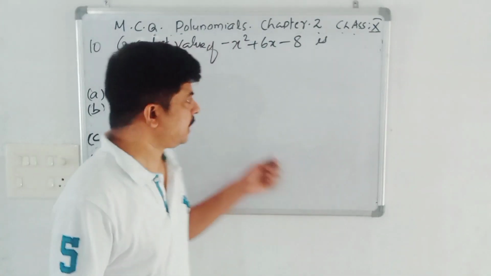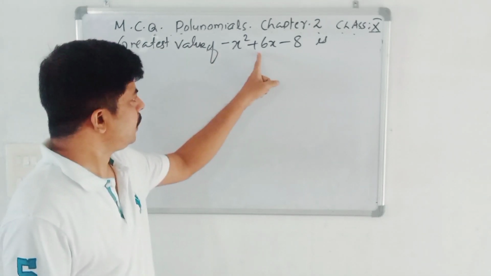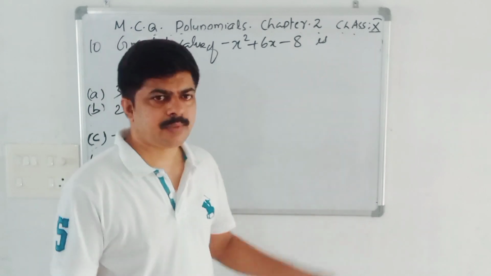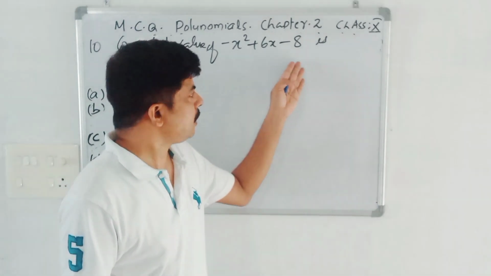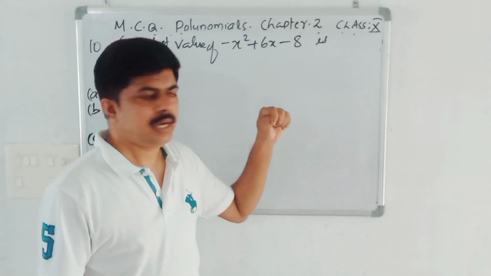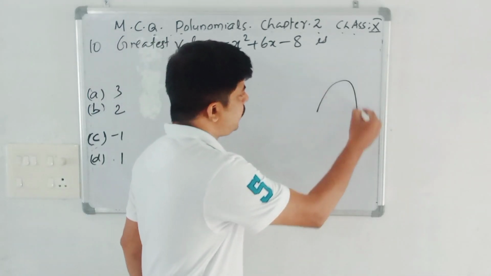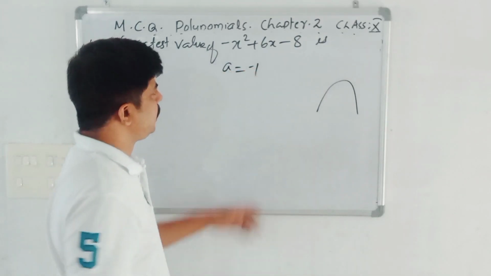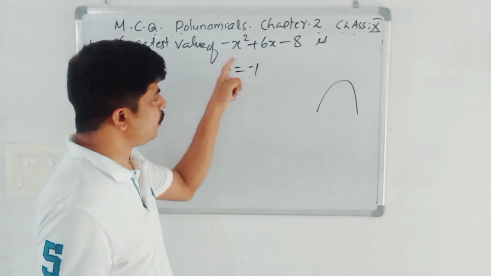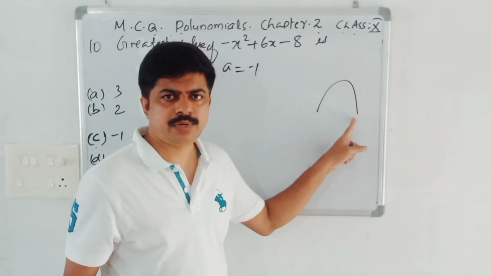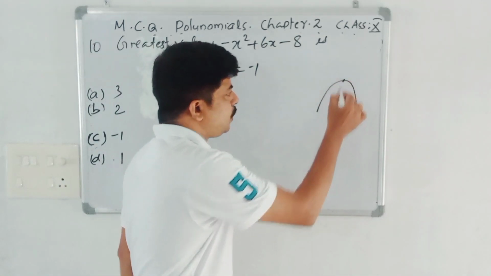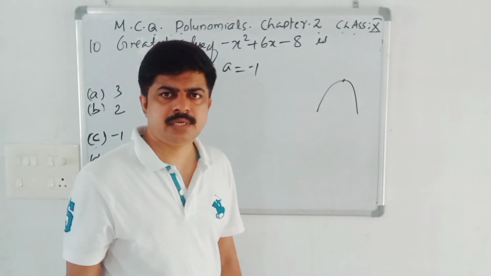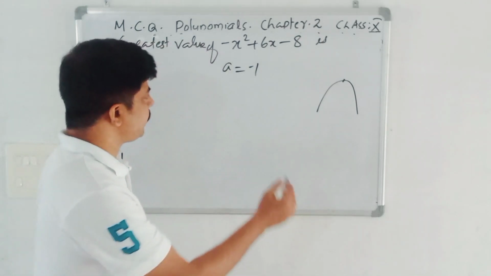Okay, moving to the next question. The greatest value of minus x square plus 6x minus 8 is dash. Greatest value, we have already discussed a similar question where we found the minimum value. Similarly, we have to find the greatest value. This parabola is open downward because the coefficient of x square, a, is equal to negative 1. If the coefficient of x square is negative, the graph will be open downward. That time we will be getting the maximum value, which means the y value of the vertex. Here also we have the same formula.